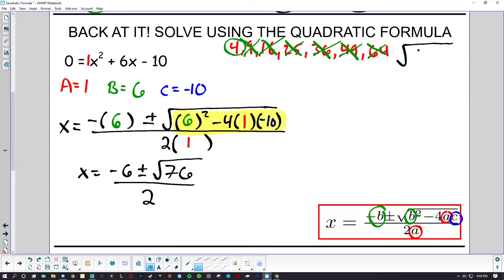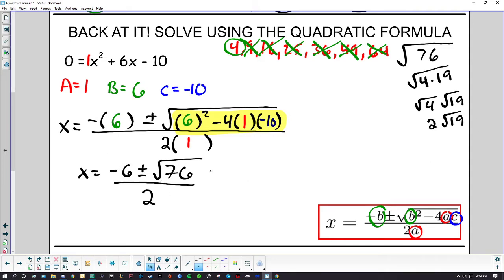So the square root of 76 breaks up into 4 times 19. We're going to go one step farther and split this into the square root of 4 times the square root of 19. We know the square root of 4, don't we? That's 2. So this is 2 square root 19. If you need to, remember, pause the video. Make sure you have everything. So we simplified the square root of 76 down to 2 square root of 19.